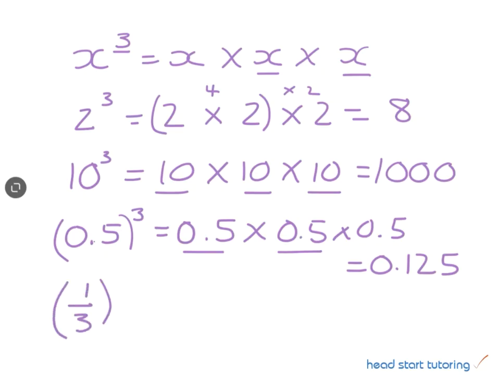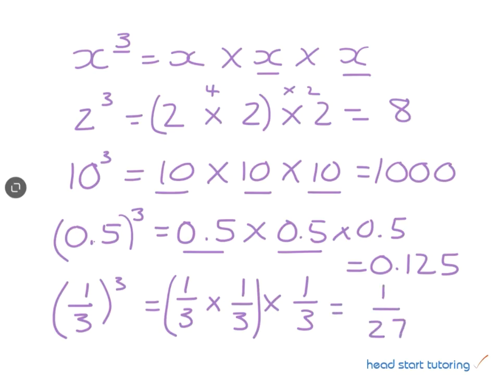We then have a look at 1/3 cubed, which is equal to 1/3 times 1/3 times 1/3, and 1/3 times 1/3 is 1/9, and 1/9 times 1/3 will give you an answer of 1/27.